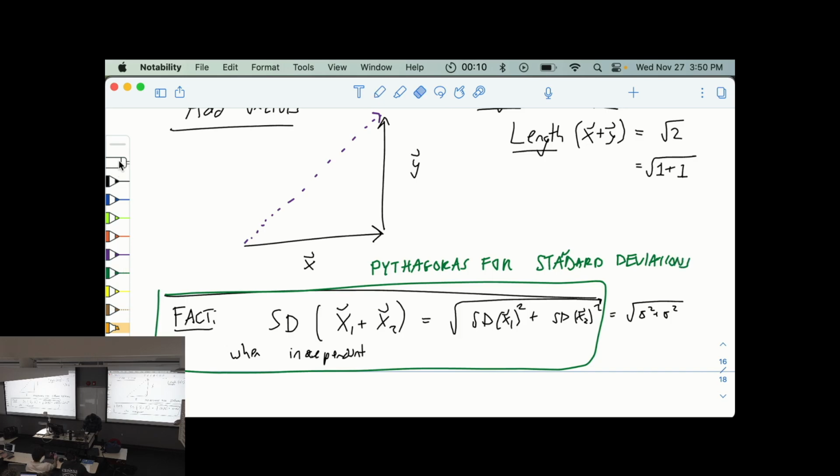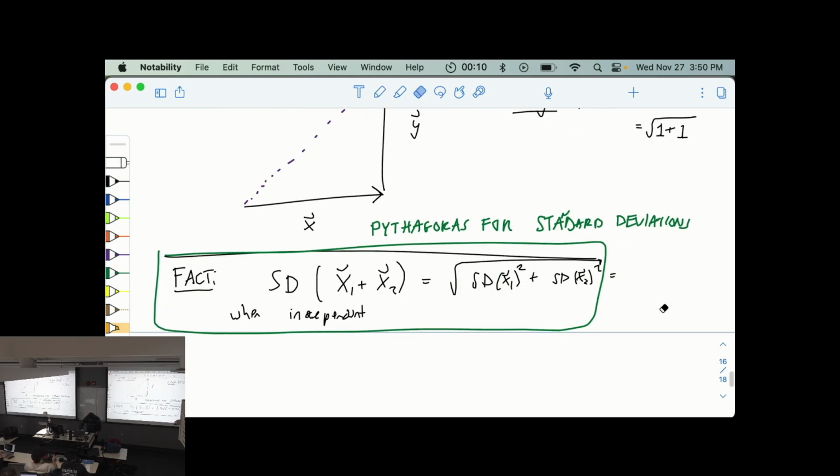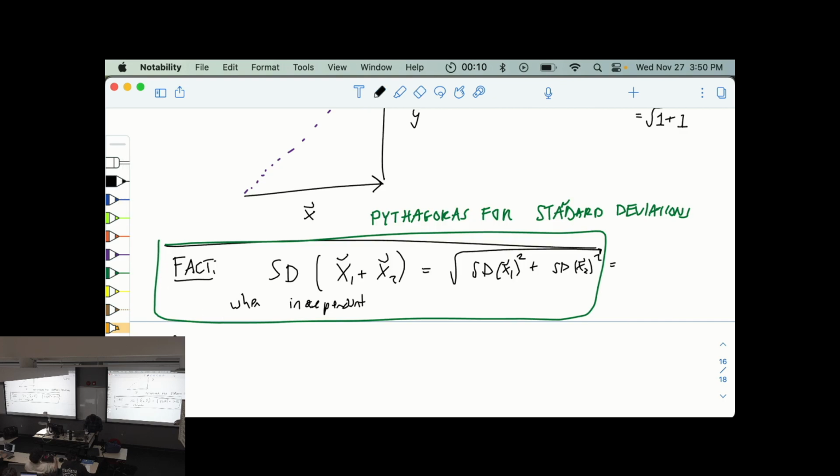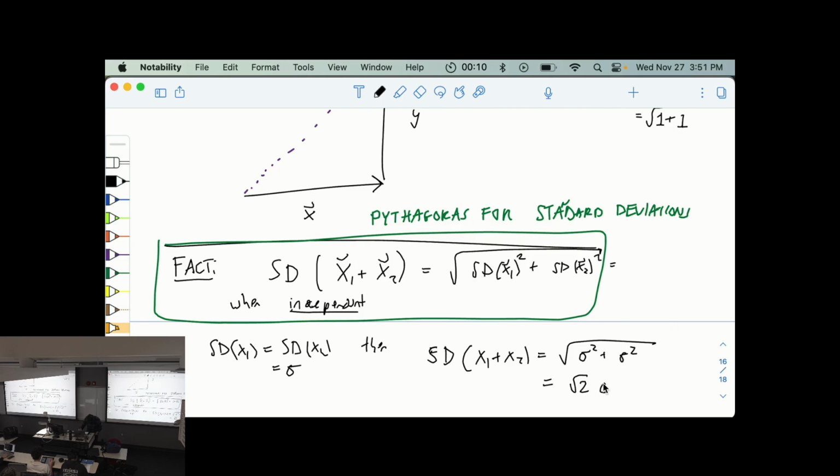And then let's do our little mathematized problem as the little warm-up example. If the standard deviation of x1 equals the standard deviation of x2, let's call that sigma, then the standard deviation of the sum x1 plus x2 is the square root of sigma squared plus sigma squared, also known as square root of 2 times sigma. So the standard deviation grows, but not by a factor of 2 like you might expect, but by a factor of square root of 2.